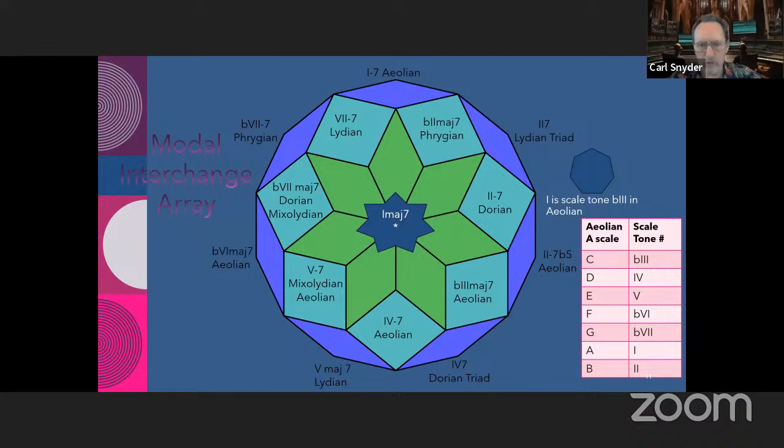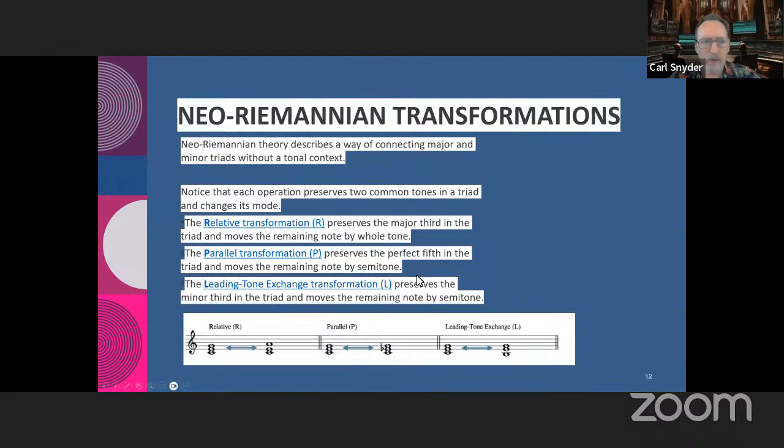Anyway, for future reference, another way of looking at it, the modal interchange as an array. These are the simplest ones. Stu's taken this to the next level, plus, plus, plus, plus. So let's move on to Neo-Riemannian transformations. So if you recall, there's 3 basic ones.